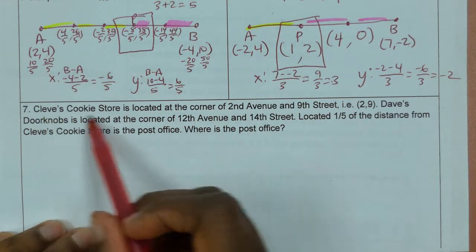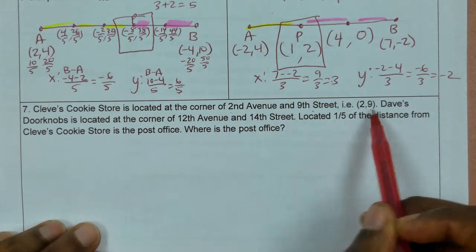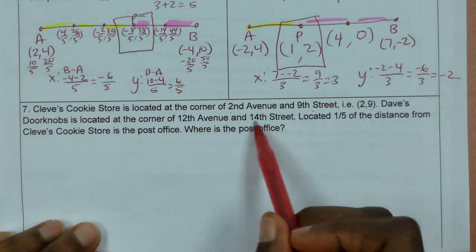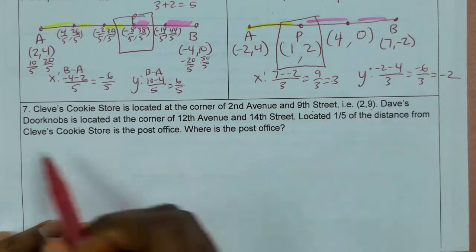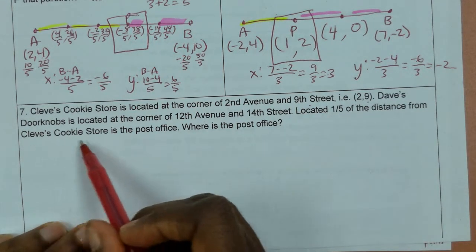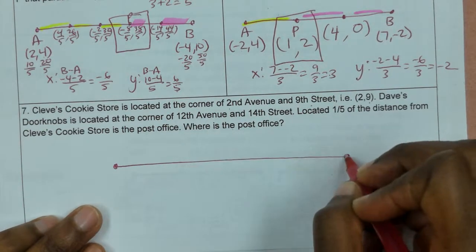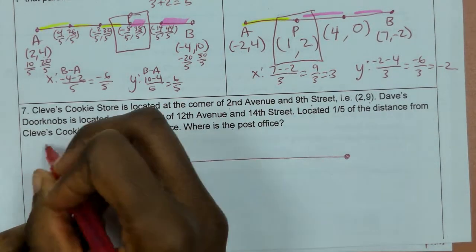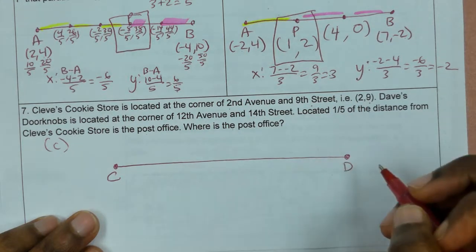Okay, Cleve's Cookie Store is located at the corner of 2nd and 9th, so 2, 9. That's a fancy way of writing the ordered pair. Dave's Doorknob is located at 12th and 14th, so 12, 14. Located 1/5 of the distance from Cleve's Cookie Store is the post office. Where's the post office? So it's basically 1/5 of the way from, I'll call Cleve's Cookie Store C and Dave's Doorknobs D.